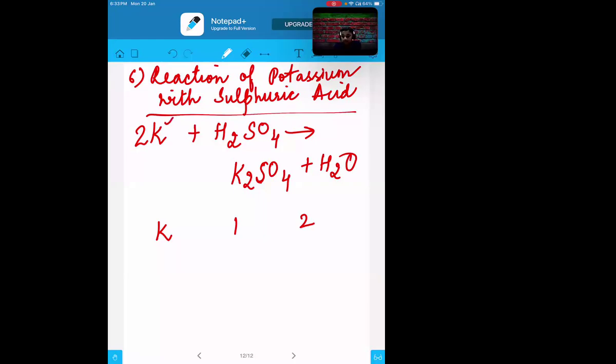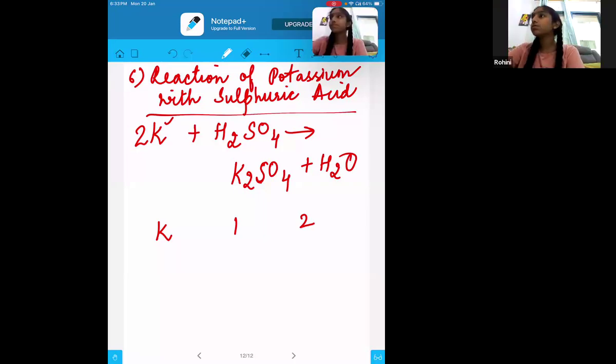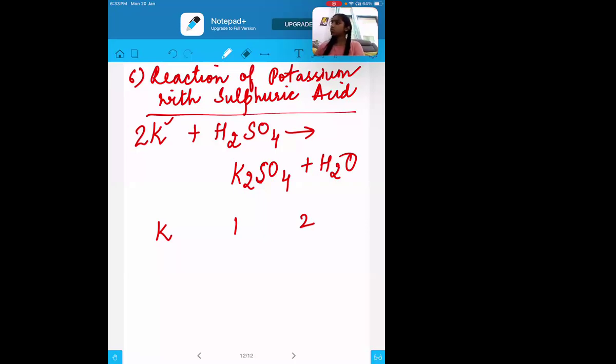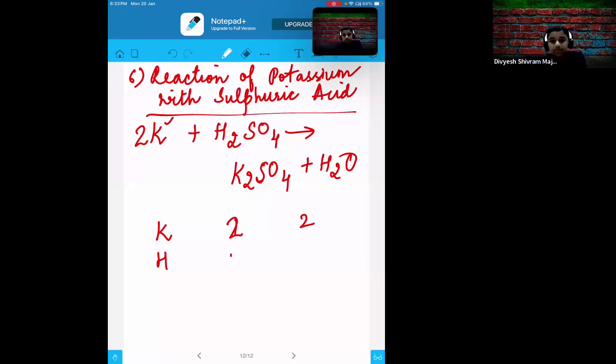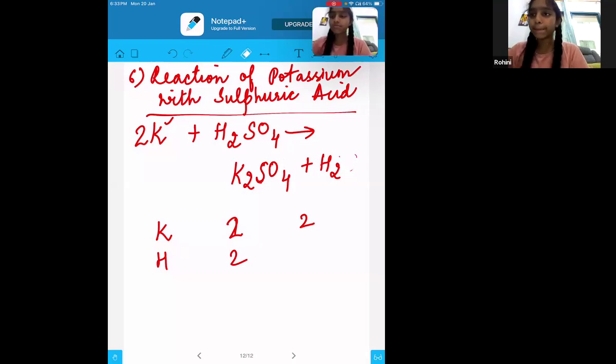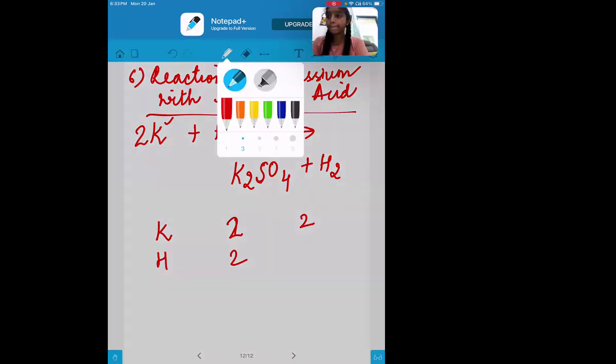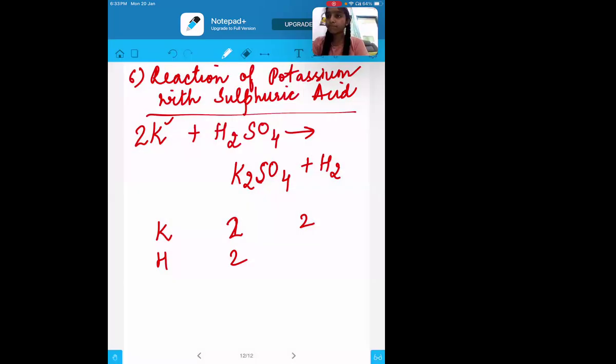When a single element is there, you have to add that number in the front only. So now when we make it 2K, here also we have 2 and the other side also will be 2. Now coming to the hydrogen, how many hydrogen on the left hand side? Ma'am, 2. On the right hand side? Ma'am, 2. On the right hand side also we have got 2.